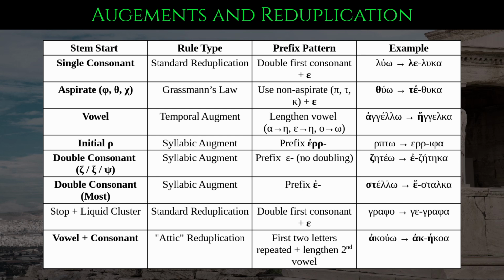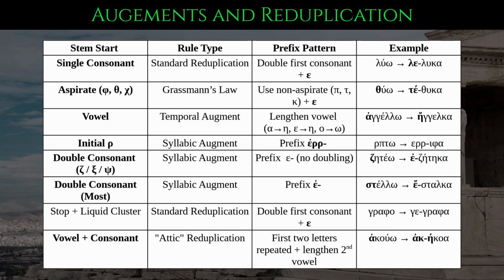And then we have the stop plus liquid cluster. Here again we have the standard reduplication. Remember, that is the very first one we had. That means we are doubling the first consonant and adding again the epsilon. For example, krappo becomes ge krappa, with the gamma being doubled and the epsilon attached.